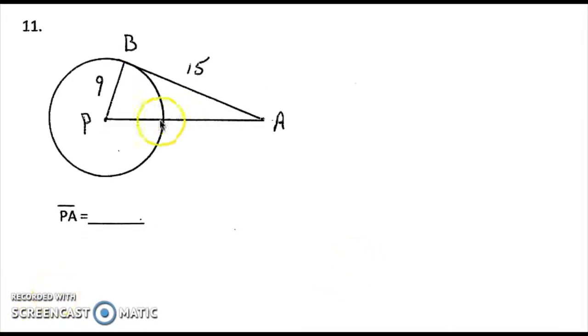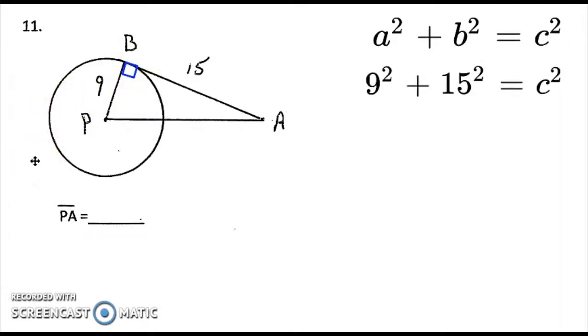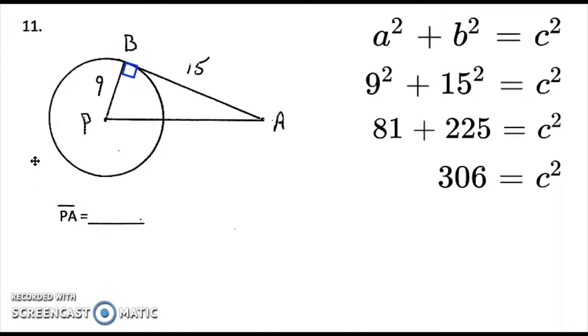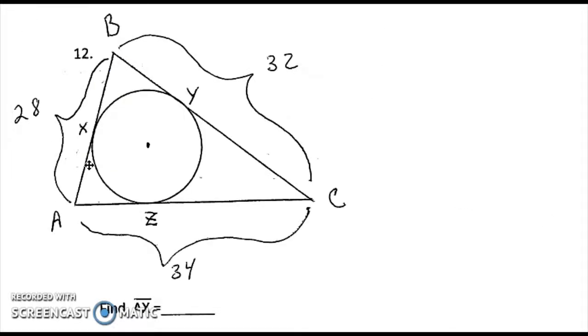Number 11, we are looking for PA. We are assuming that this is tangent, so that means we're going to use the Pythagorean Theorem. The angle that's going to be the 90 degrees is B, because that's the point of tangency. So now 9 and 15 are A and B, so square them. 9 squared is 81, 15 squared is 225. Add those up, we get 306. You take the square root, round it to the nearest tenth, you'll get 17.5. So PA is 17.5.